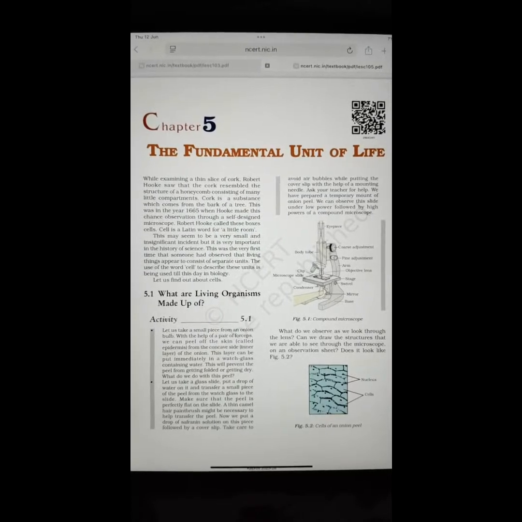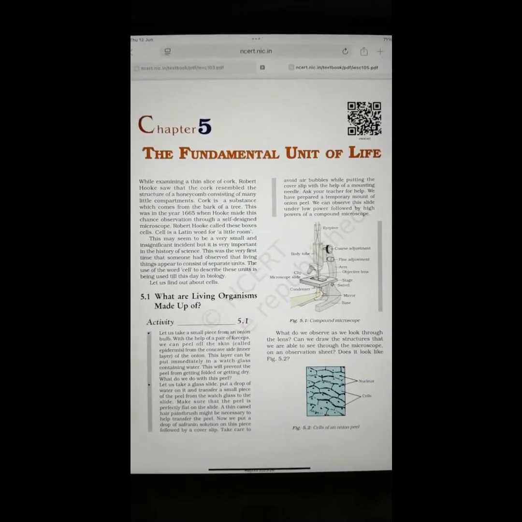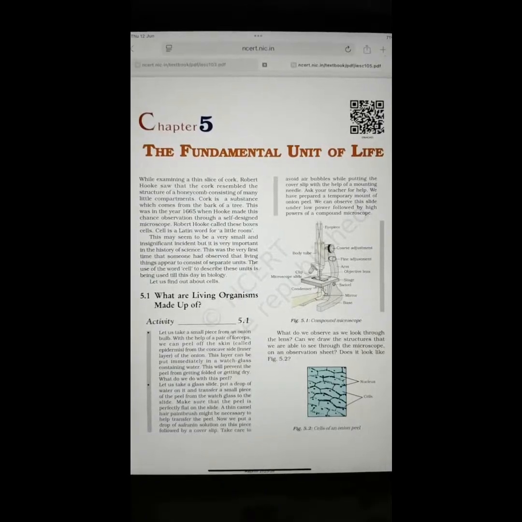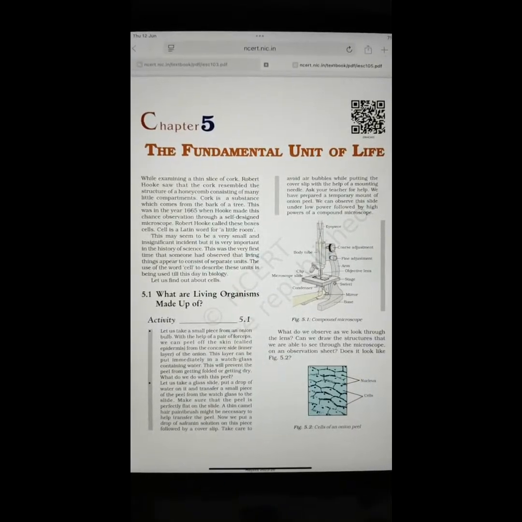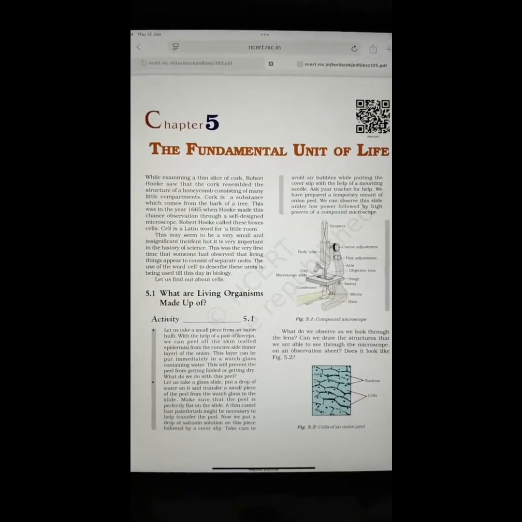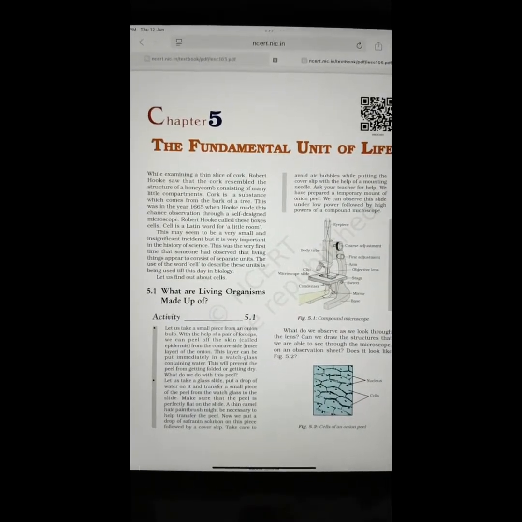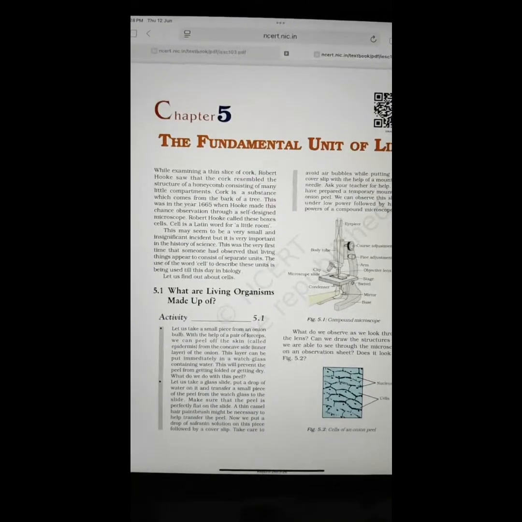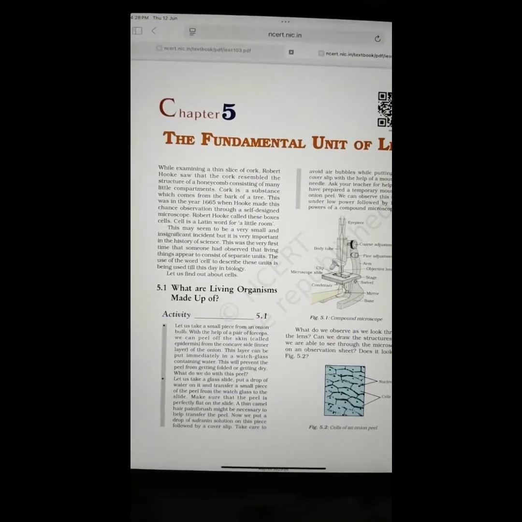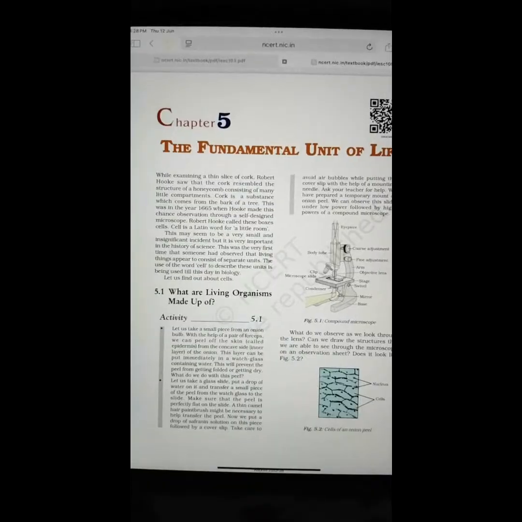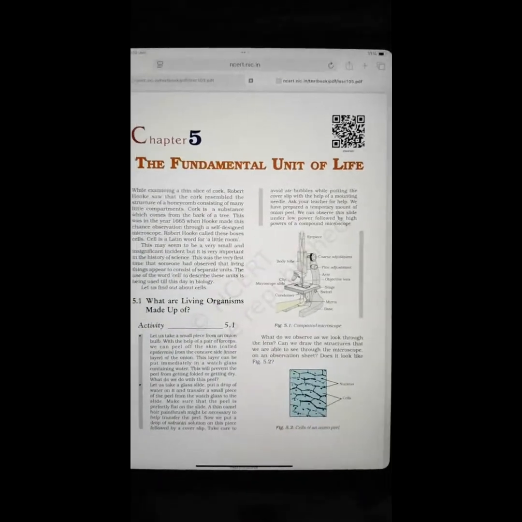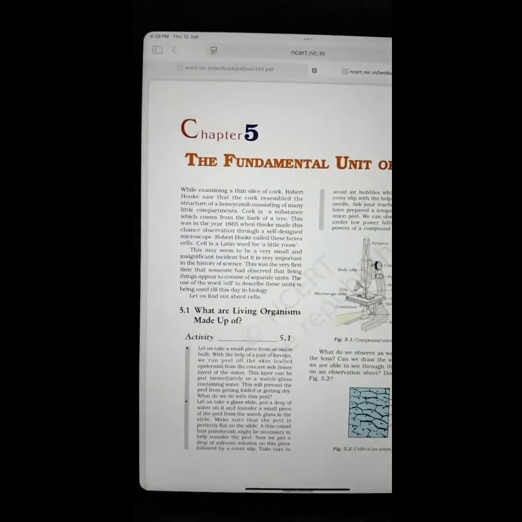Biology tutorials. In this video, we will be doing the live reading of Chapter 5, The Fundamental Unit of Life, for grade 9, taken from the book NCERT Science. I hope the screen is visible to everybody. So here we go with Chapter 5, The Fundamental Unit of Life.